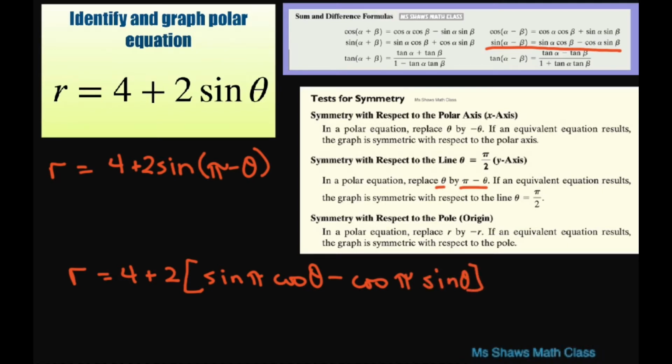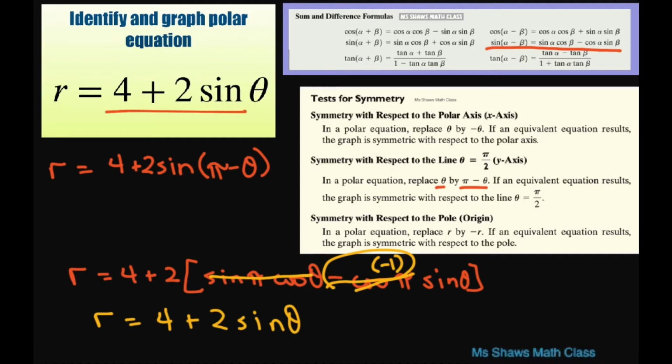Sine of pi is 0, so this just zeroes out. Cosine of pi is negative 1, so this is going to end up being positive sine. So we're going to get r equals 4 plus 2 sine of theta. Since it is equivalent to my original equation, it means this test passes. So our graph is going to be symmetric to the y-axis.